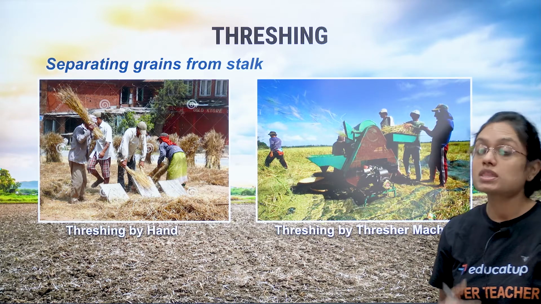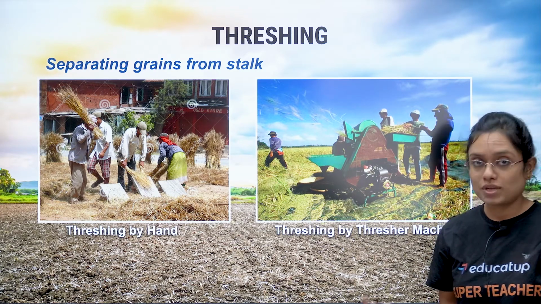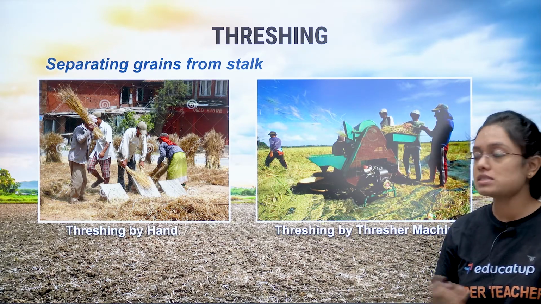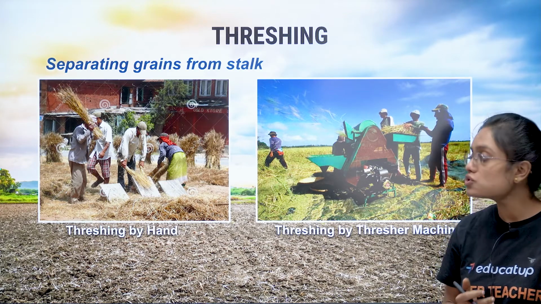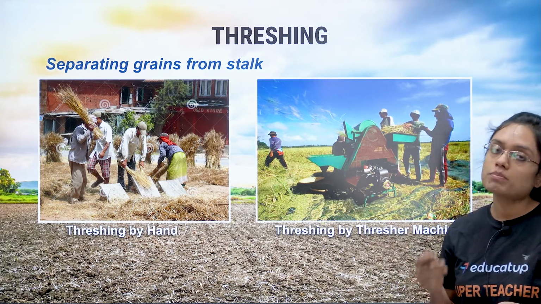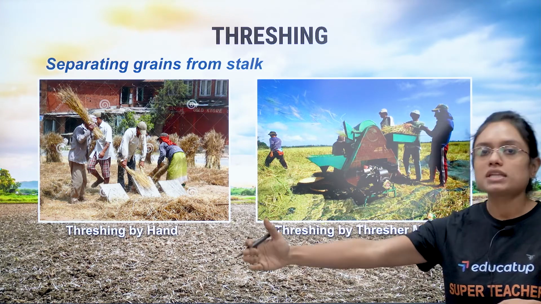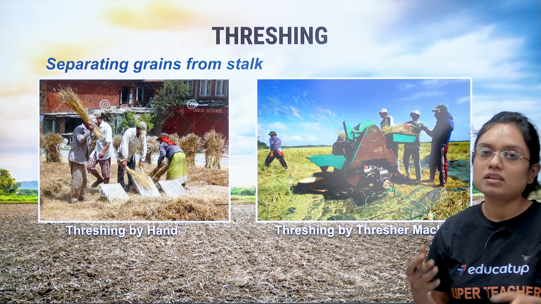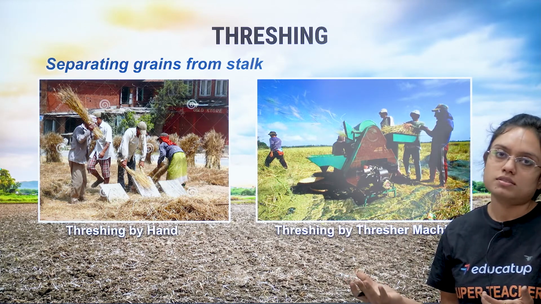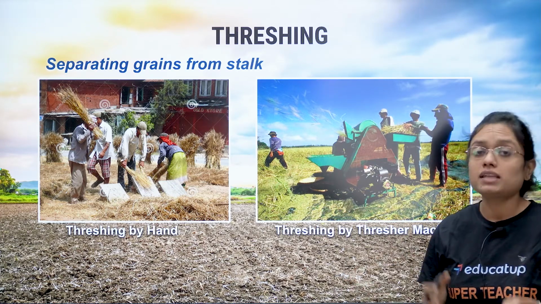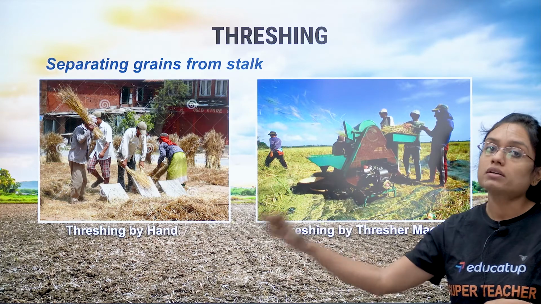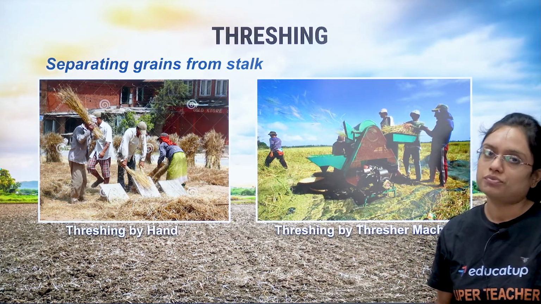But nowadays with the advancement of technology, as we are in the advancing age, we have threshers also which are proper machines. In this you have to just put the stalk and your grains will be separated out in a fraction of minutes, you can say. It saves a lot of time and energy which is otherwise required in threshing by hand. Now let's see ahead.